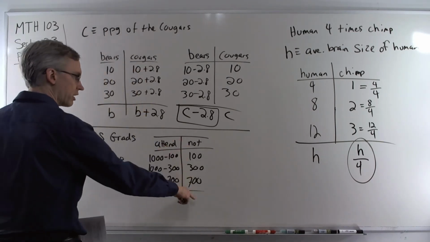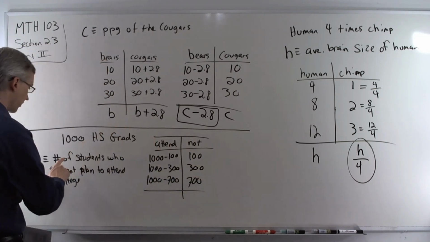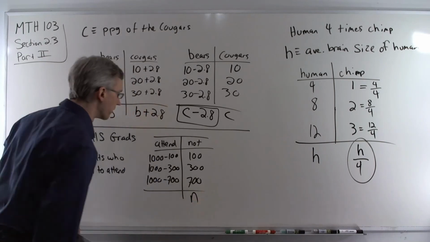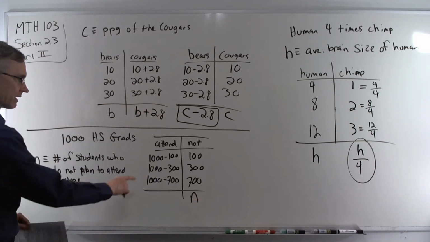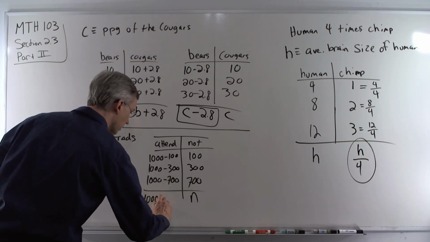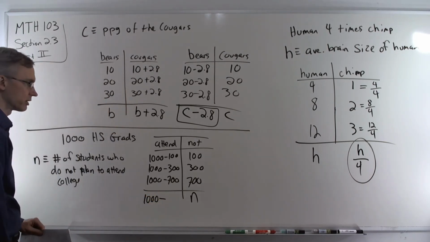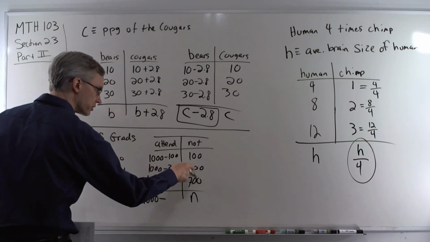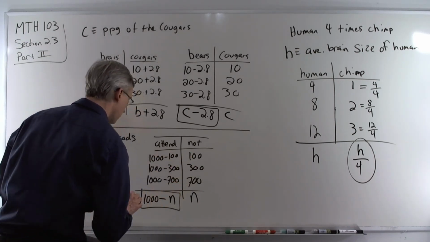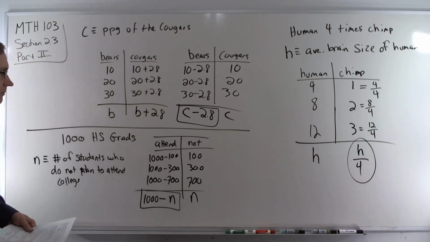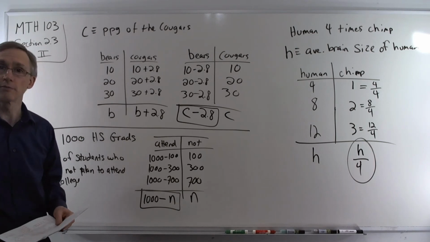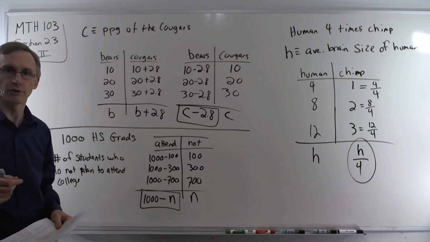All right, here's our changing number. That has to be a variable. We've defined those who are not going to attend college as being n. So that part is n. Now on this side, the 1,000, that's not changing. So that stays 1,000. The subtraction, that's not changing. Here's our changing number, which is n. So 1,000 minus n is the number of people who are going to attend college expressed in terms of the number of people who are not going to attend college.